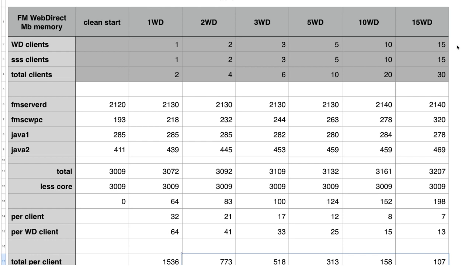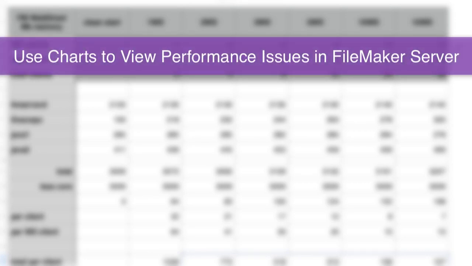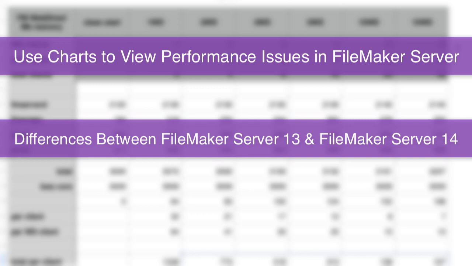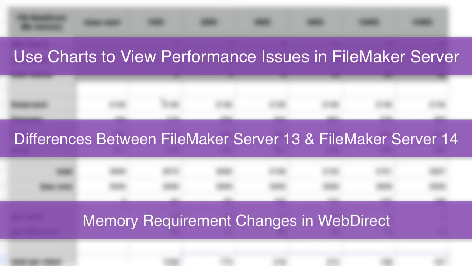Well, Nick, this is fantastic information. So we've covered some of the charts and how they can be used to look at performance issues within the FileMaker server product line. We've looked at the differences between 13 and 14 in terms of some of the performance improvements you're going to see in the product, not just in WebDirect, but in the product itself. And then we've also talked about some of the memory requirements that have changed in WebDirect. That's part of this equation as well. And we can go a lot farther with WebDirect with the same amount of hardware, right? So that's a lot to absorb in one video. I really appreciate it. Pleasure.